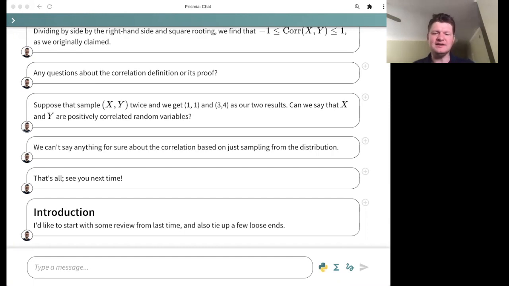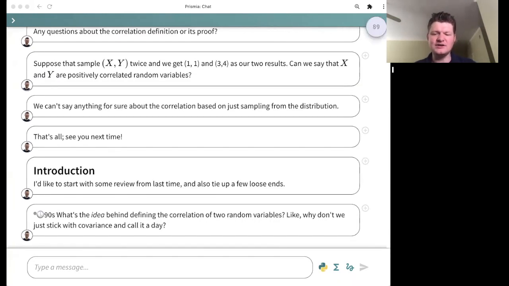So what is the idea behind defining a notion of correlation instead of just sticking with covariance, which after all is simpler, and just call it a day?